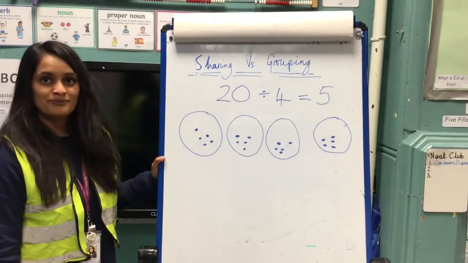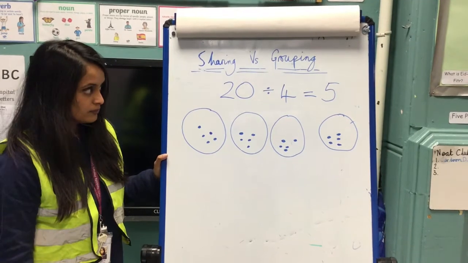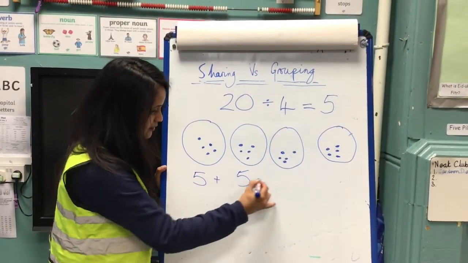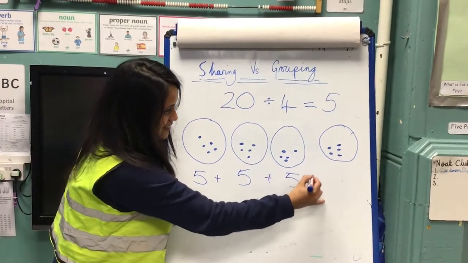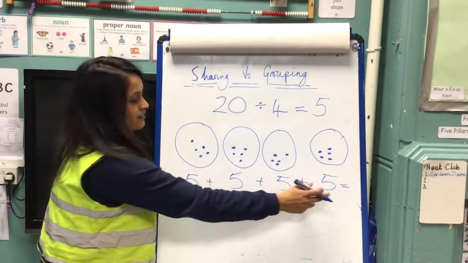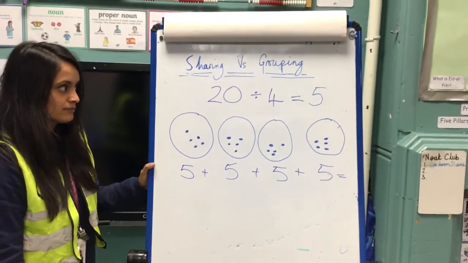Very good. Now, Miss Sally, how many did you have in that first group? Can you write the number 5 at the bottom for me? Yes. And then the second group, the third group, and the fourth group. It's repeated addition. 5, add 5, add 5. Who can use the division sum to answer that repeated addition sum?